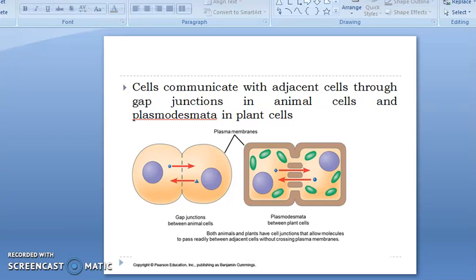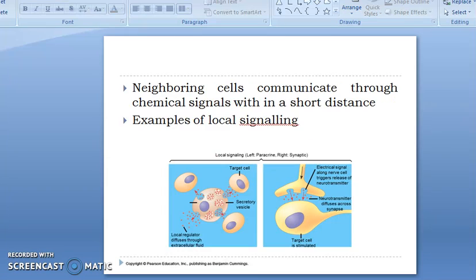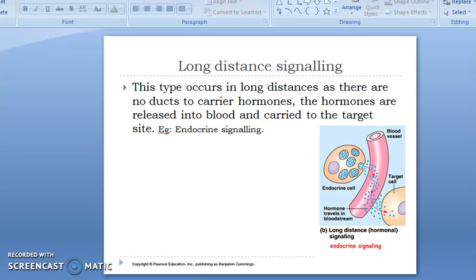Cells communicate with adjacent cells through gap junctions in animal cells, but in plant cells, the communication is through plasmodesmata. Neighboring cells communicate through chemical signals within a short distance, and as we already know, these are examples of local signaling. Coming to the next one, long distance signaling. This type occurs over long distances as there are no ducts to carry the hormones. The hormones are released into the blood and carried to the target.